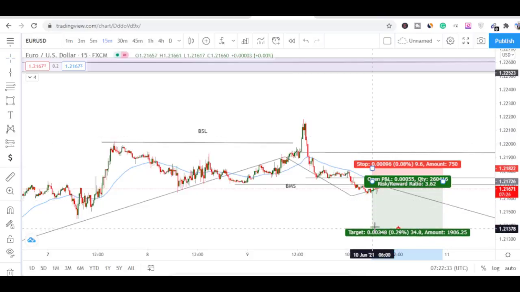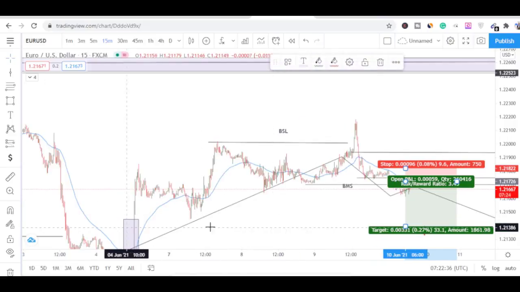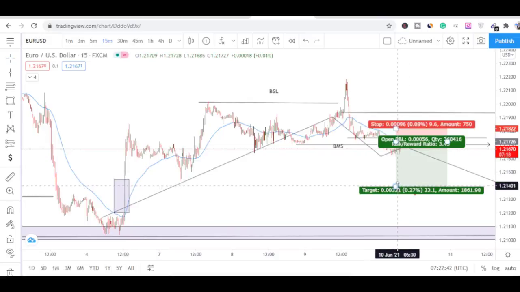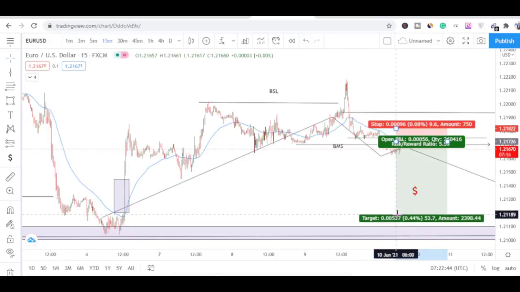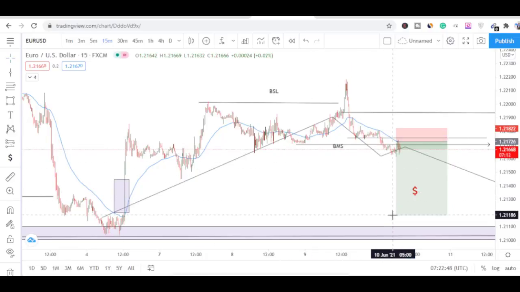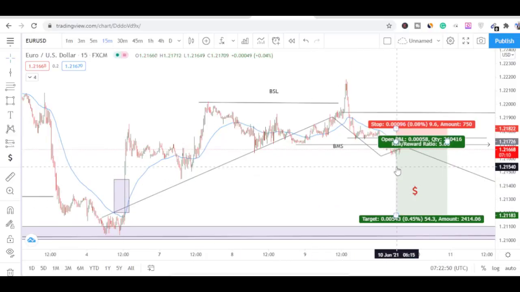That's about 1 to 3, almost 1 to 4 risk to reward. And if I look at this, there's a lot of fair value gap. I'm just trying to be conservative, okay? So if I extend out based on this fair value gap there, you can see that this is 1 to 5 risk to reward ratio, right?